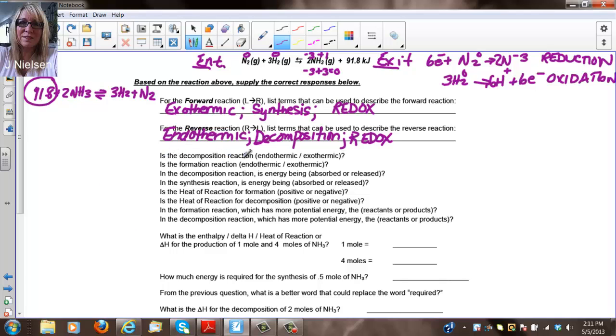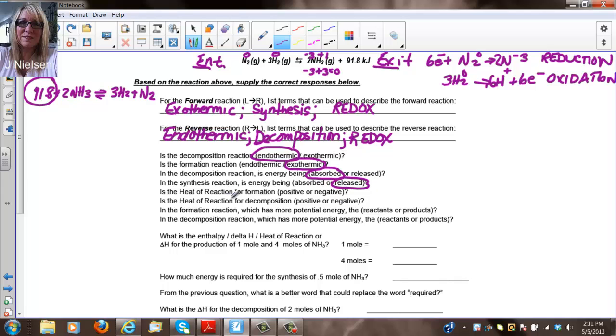So is the decomposition reaction endo or exo? This is the decomp, the one we just did. We said that that's endo. The formation, remember formation is another word for synthesis. The synthesis reaction, the one up top, we said that was exo. In the decomposition reaction, is energy being absorbed? Here's the decomp. We said it was endo, so that means energy is being absorbed. And in the synthesis reaction, which is up here, it was exo, so energy is being released.